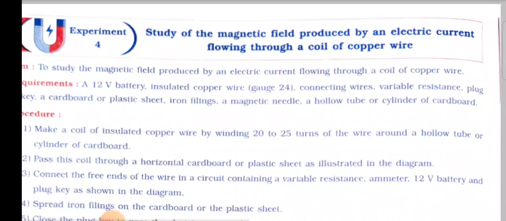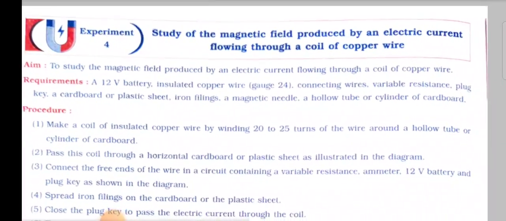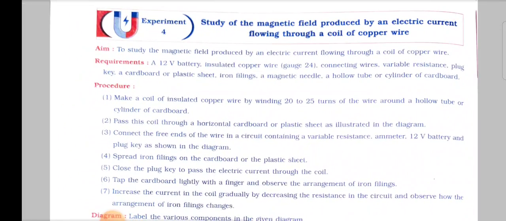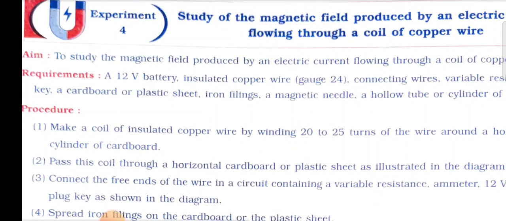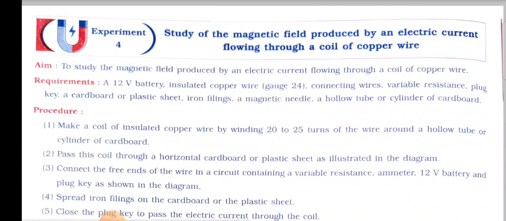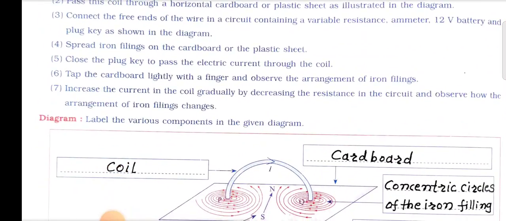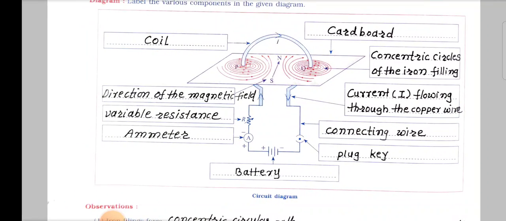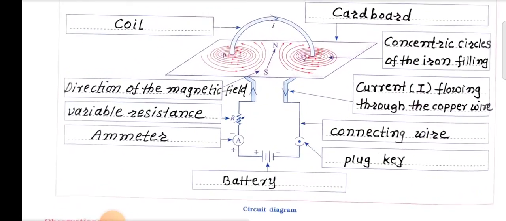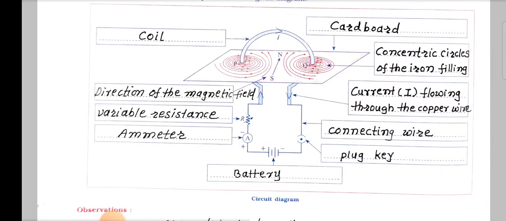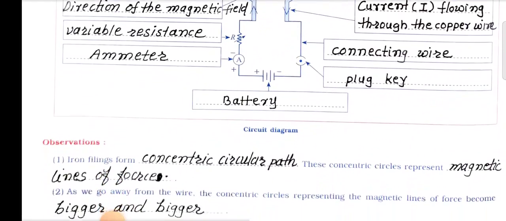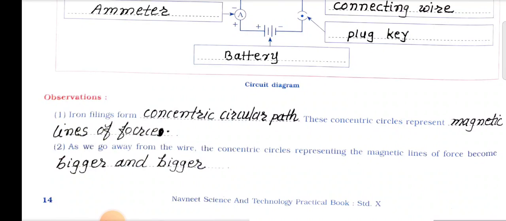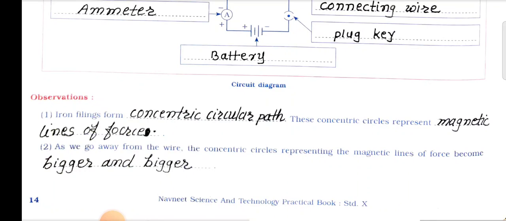Now experiment number 4. Study the magnetic field produced by an electric current flowing through a coil of copper wire. Aim of experiment: to study the magnetic field produced by an electric current flowing through a coil of copper wire. This is the circuit diagram. Label the various components in the given diagram. There are two coils, cardboard, concentric circles of iron filings, direction of the magnetic field, variable resistance, ammeter, plug key, connecting wire, and battery. Observation: concentric circular path. These concentric circles represent magnetic lines of force.